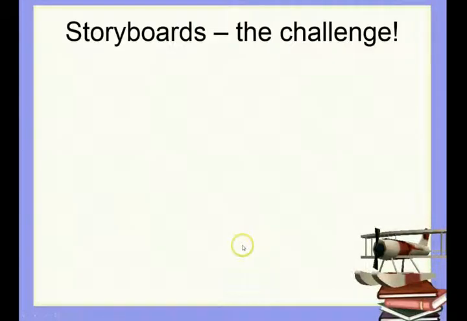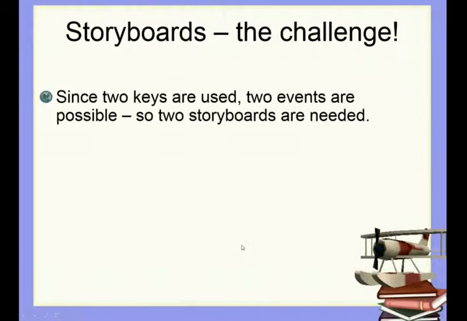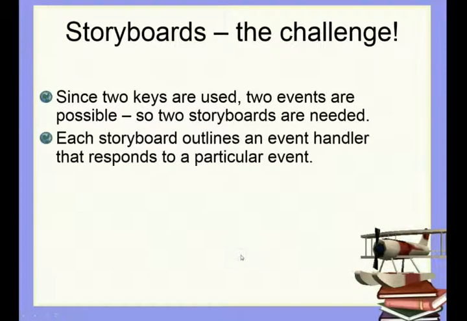So here are the challenges. Since two keys are used, two events are possible, so two storyboards are needed. Each storyboard is going to be connected to an event handler that responds to a particular event. So think about it. I want you to pause. This is a short movie, so just pause and think for about 30 seconds what those two storyboards would look like.